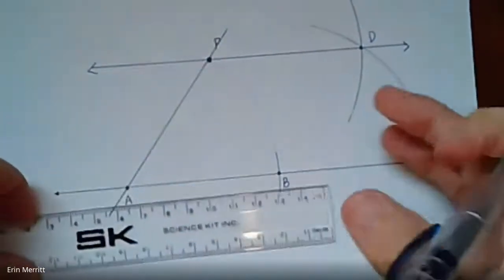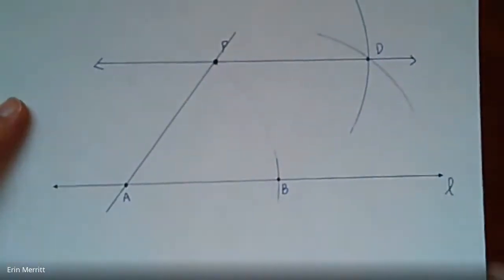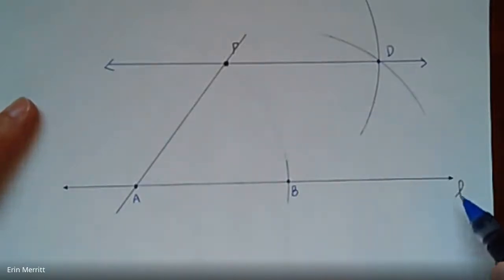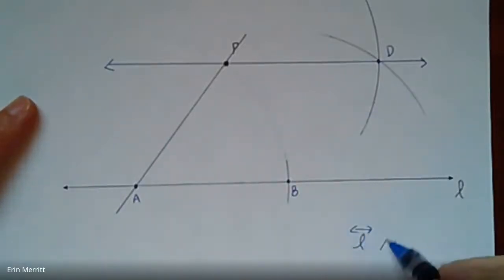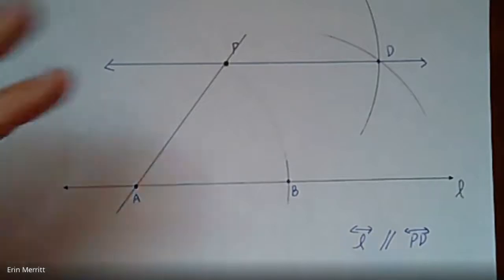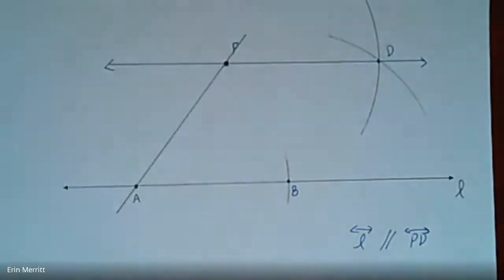Ooh, that just got fuzzy for a second there. Let me try to straighten that out. There we go. So we have line L. That should now be parallel to line PD. And it looks pretty good. If it looks a touch crooked one way or the other, that's okay. All that matters is you did the construction correctly.